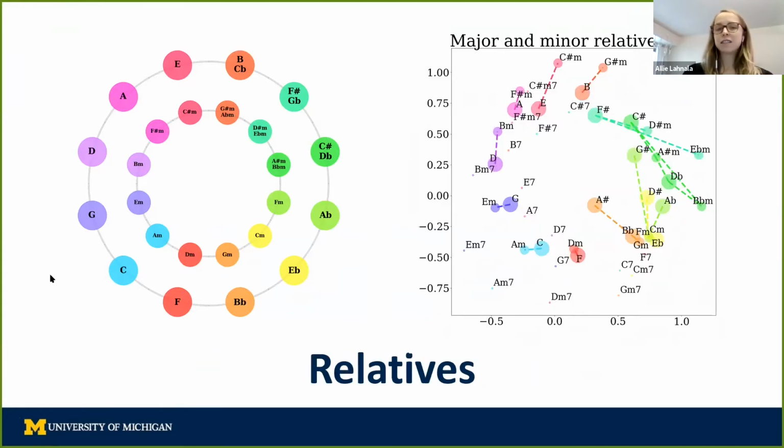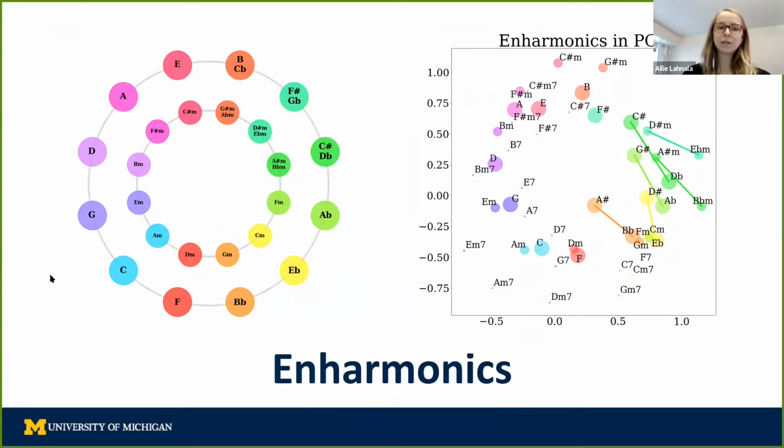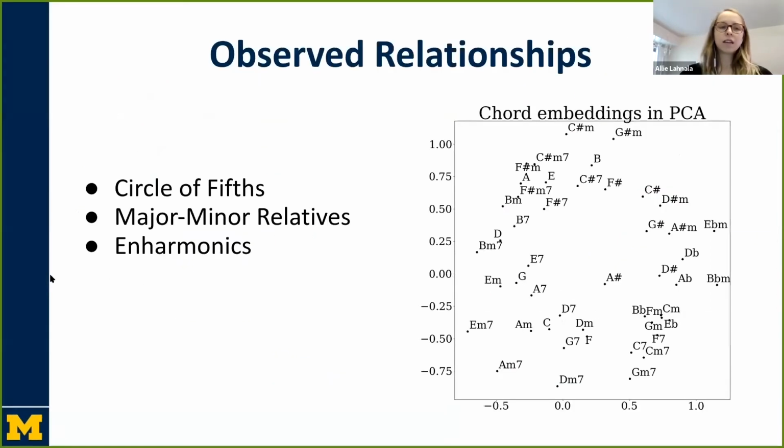Here we see that relative major and minors are closely represented, for instance, G and E minor and C and A minor. And lastly, we find nearness among enharmonics, and bisecting the lines connecting these enharmonics puts the sharps on the left and the flats on the right. Using these vectors derived by automatic and unsupervised means, we're able to automatically reproduce the circle of fifths, the same diagrams musicians have known for a few hundred years.